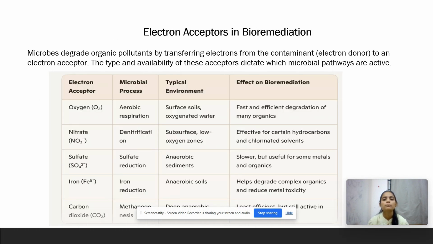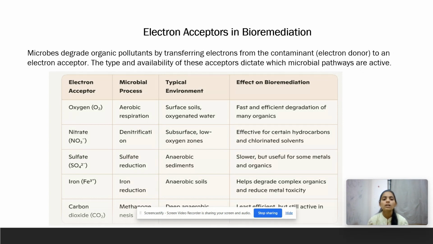Electron acceptors in bioremediation. Microbes degrade organic pollutants by transferring electrons from the contaminant to an electron acceptor. There are different types of electron acceptors which work in microbial processes and have effects on the bioremediation process. First we will see oxygen. Oxygen helps in aerobic respiration of microbes. It is mostly present in surface soils and oxygenated water. It is fast and helps in bioremediation and degradation of many organic wastes.